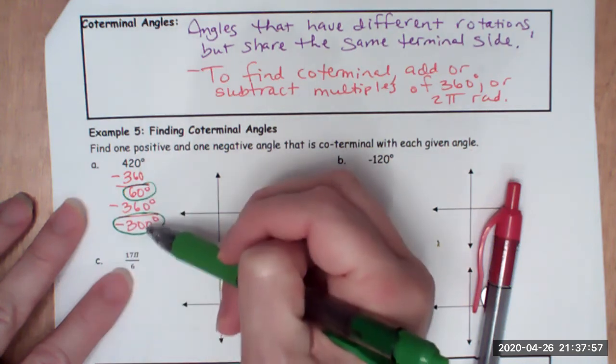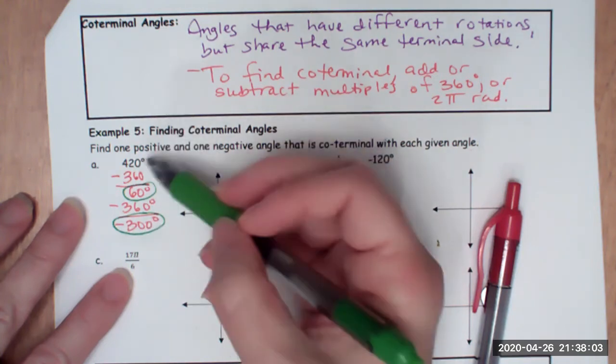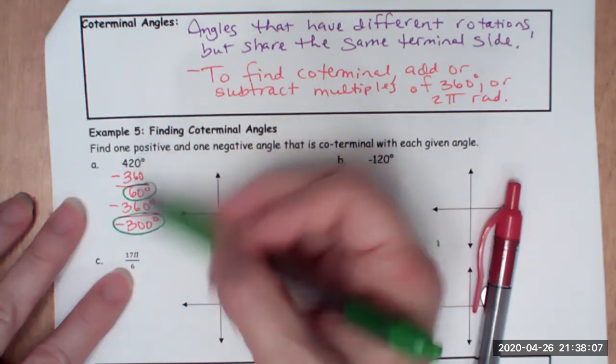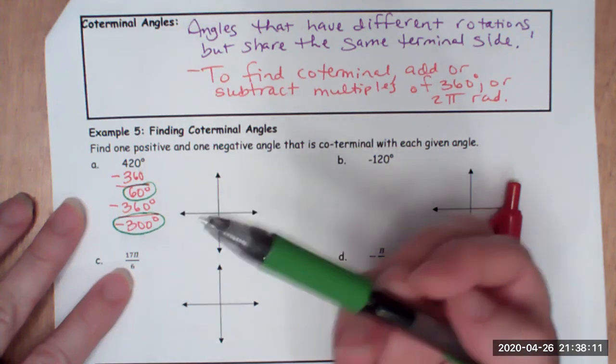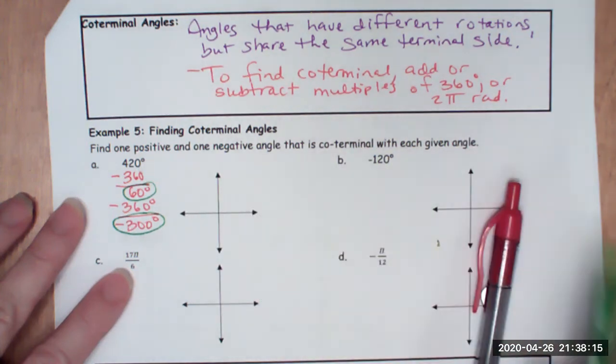For example, if I subtracted 360 again, I'd get negative 660, okay? If I added 360, I'd get 780 degrees. And again, I could keep going and I'd get even larger degrees that would be coterminal. It's just a matter of rotating more times around, okay?